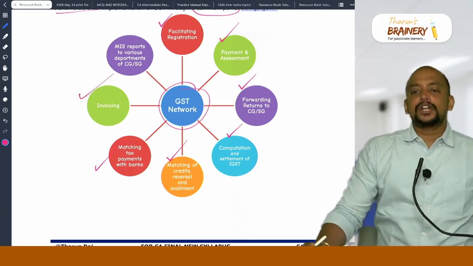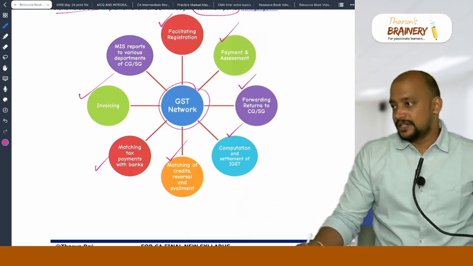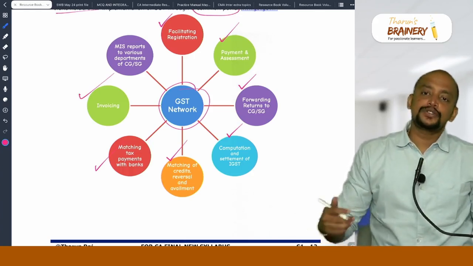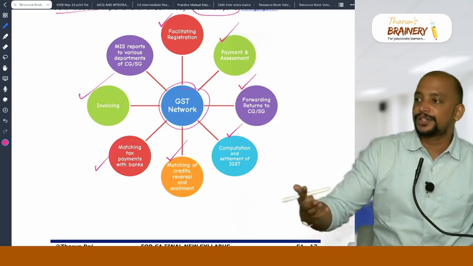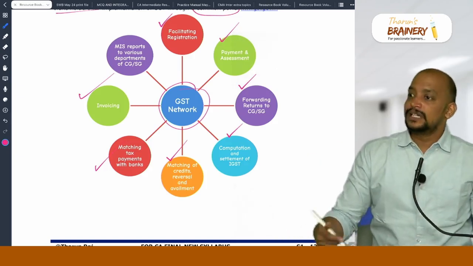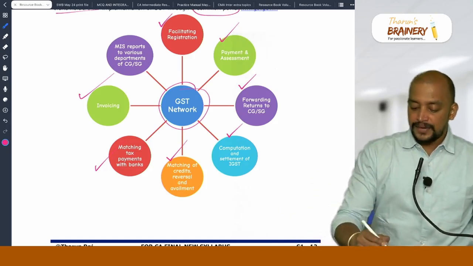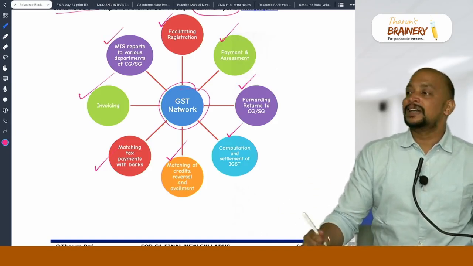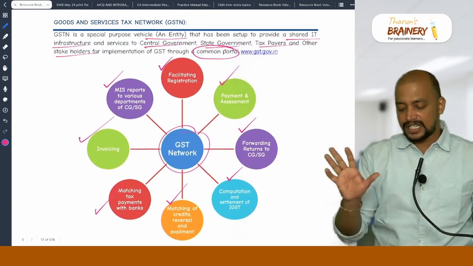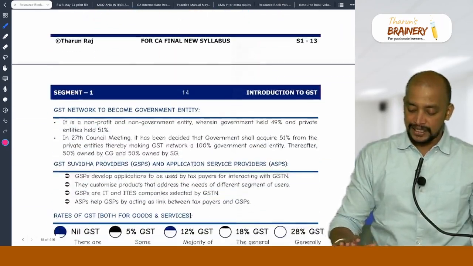Even invoicing is now done in the portal itself, e-invoice. There is a concept of e-invoice, electronic invoice, wherein we need to upload our regular invoice into the portal and get the invoice reference number, IRN. So these invoices will only be considered as authentic invoices, and even MIS reports to central government, state government. So these are the various functions of GST network.